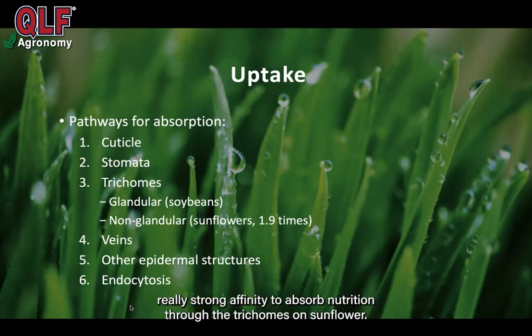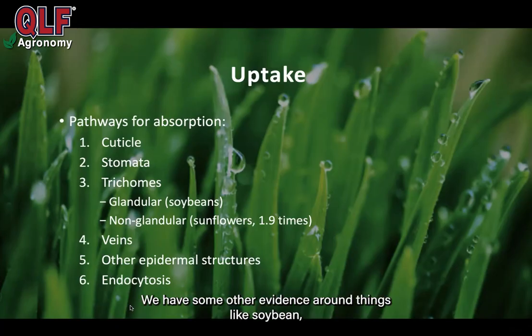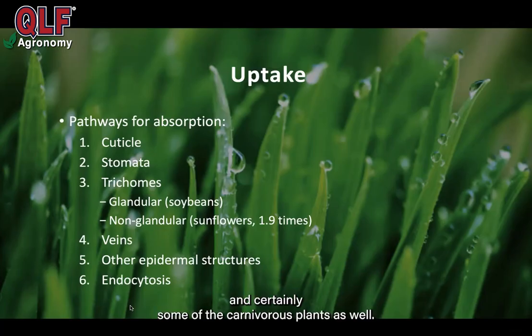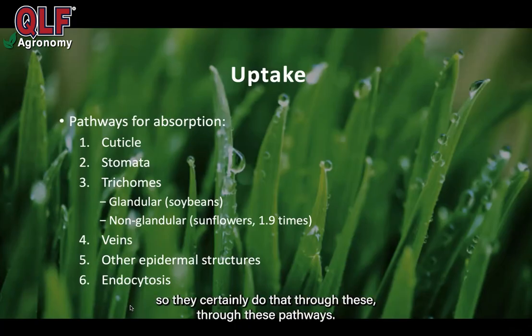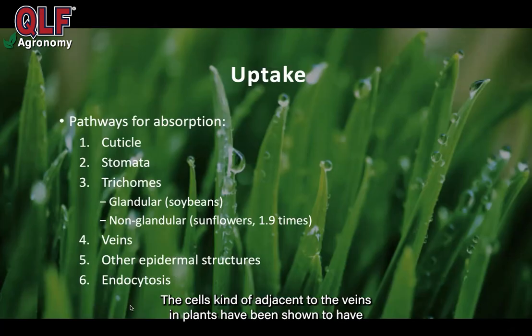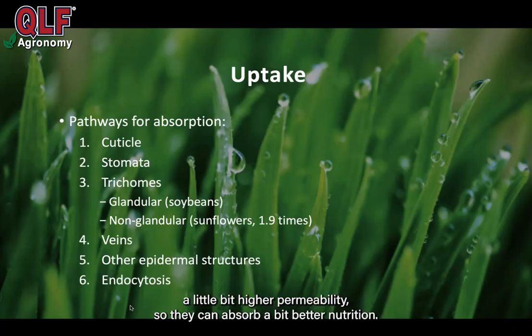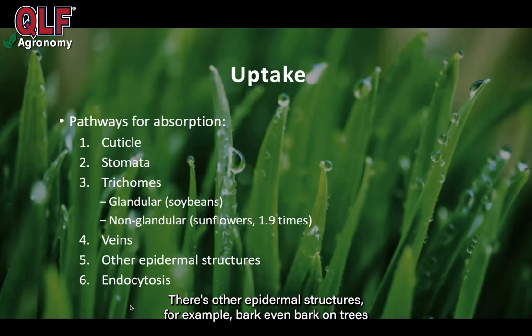A really strong affinity to absorb nutrition through the trichomes on sunflower. We have some other evidence around things like soybean, cotton, tobacco, and certainly some of the carnivorous plants as well, our insect-eating plants, etc. So they certainly do that through these pathways. The cells adjacent to the veins in plants have been shown to have a little bit higher permeability, so they can absorb a bit better nutrition. There are other epidermal structures, for example, bark. Even bark on trees has been demonstrated to absorb nutrition.